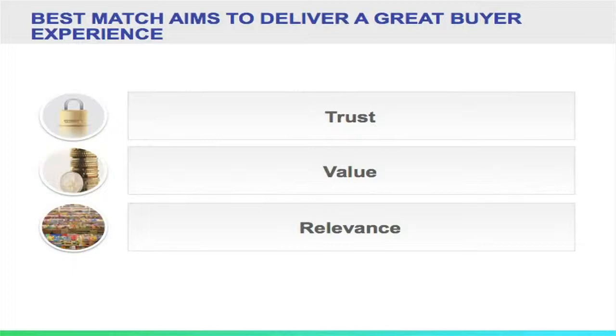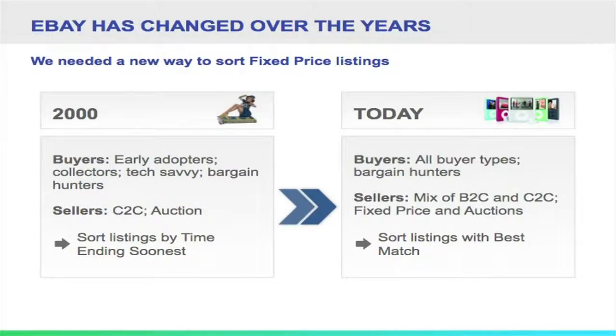So in summary, what we're trying to do is deliver the most relevant, best value items from the sellers that are most likely to deliver a great experience to buyers. So now that we've discussed what we're trying to achieve with Best Match, let's talk about eBay's history and the reasons for launching it in the first place.